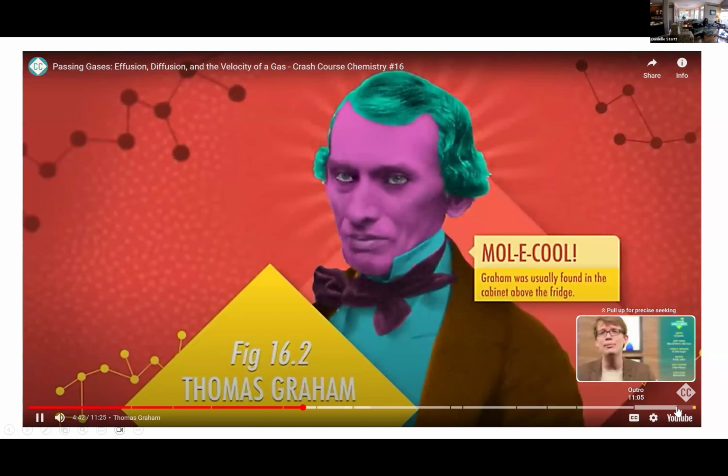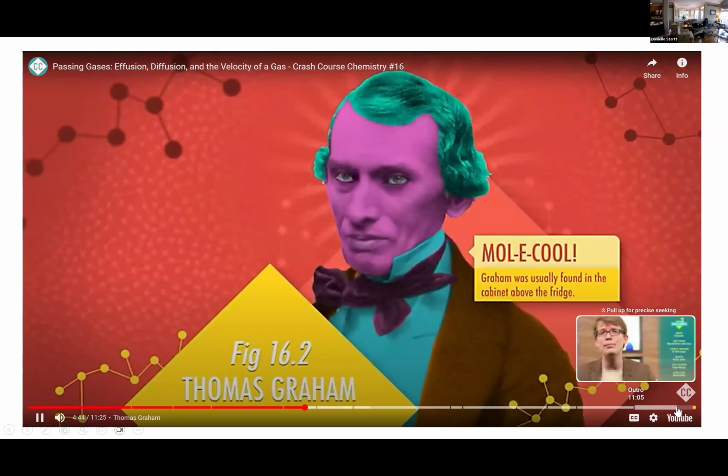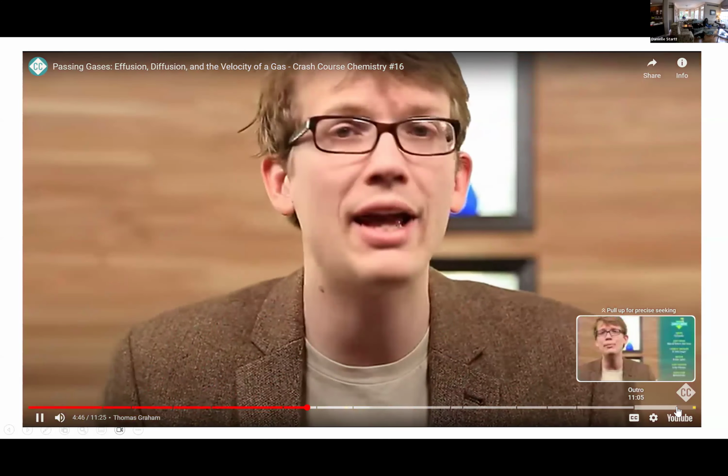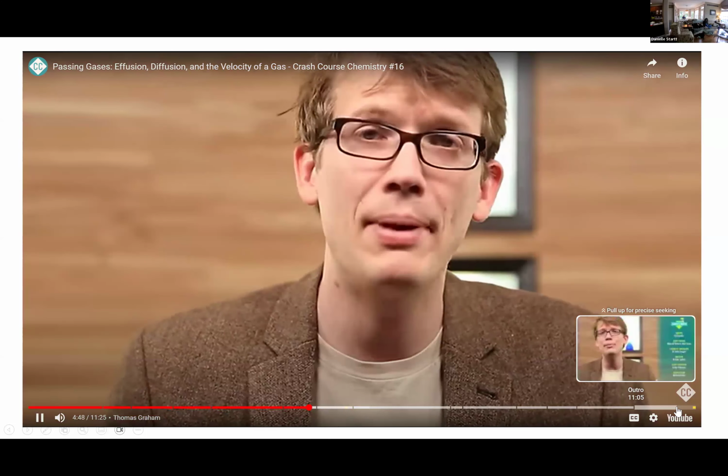So now we can show how the velocity of a gas relates to both its temperature and therefore its average kinetic energy, and also to the mass of its particles. But how do we put that all together? This is where the Scottish chemist Thomas Graham comes in. In 1846, Graham published his research on the motion of gas particles, which he did by passing gases, if you will, through a porous barrier. The process by which gases travel through an orifice or opening is known as diffusion.